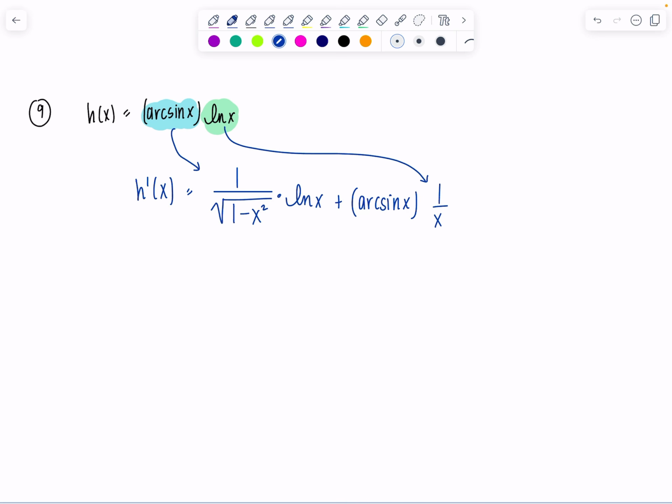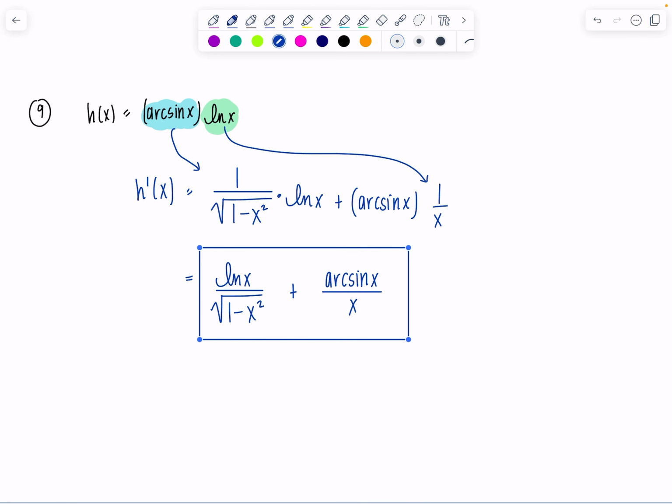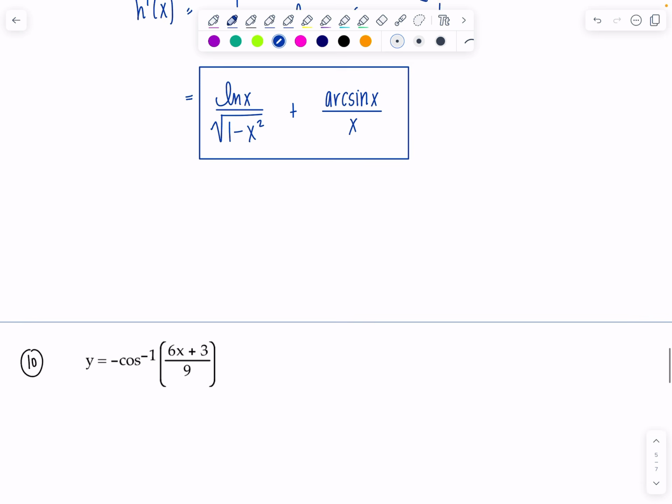Can we clean this up more? Just put everything as one fraction, so ln of x over radical 1 minus x squared, plus arcsin of x over x. Don't leave it all floating. But that's it. Don't get a common denominator. Don't stress yourself out. Just stop here. Stop while you're ahead. Okay, last one from the practice test.